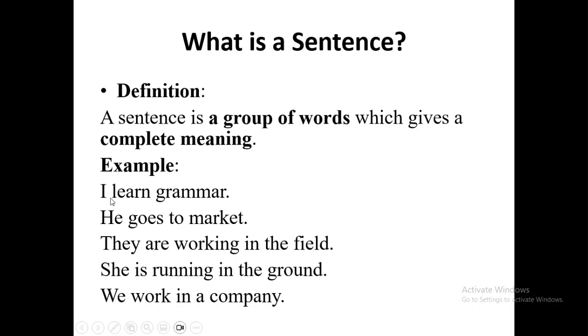For example, in the first sentence we find there are three words. These three words form a group, and it has a complete meaning: I learn grammar. The next sentence: he goes to market. There are four words. He is one word, goes is another, to is one more word, market is another. So there are four words forming a group which has a complete meaning.